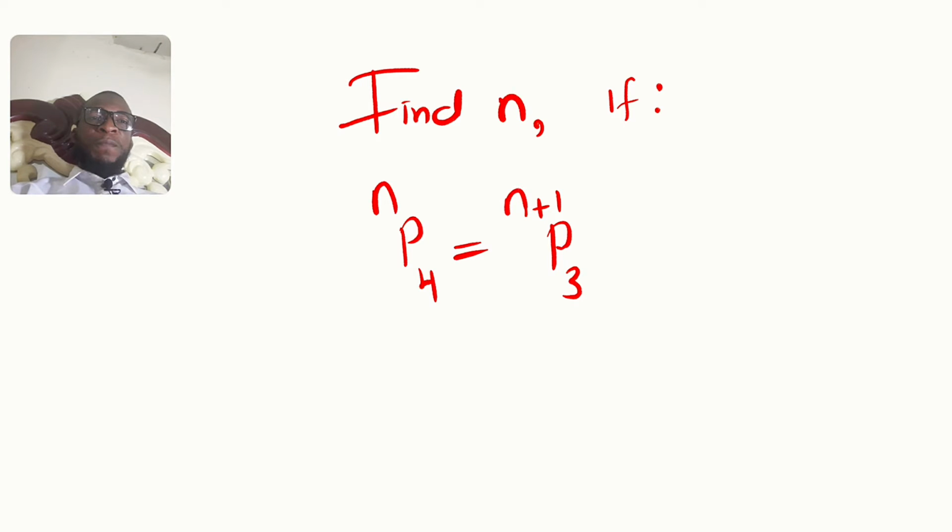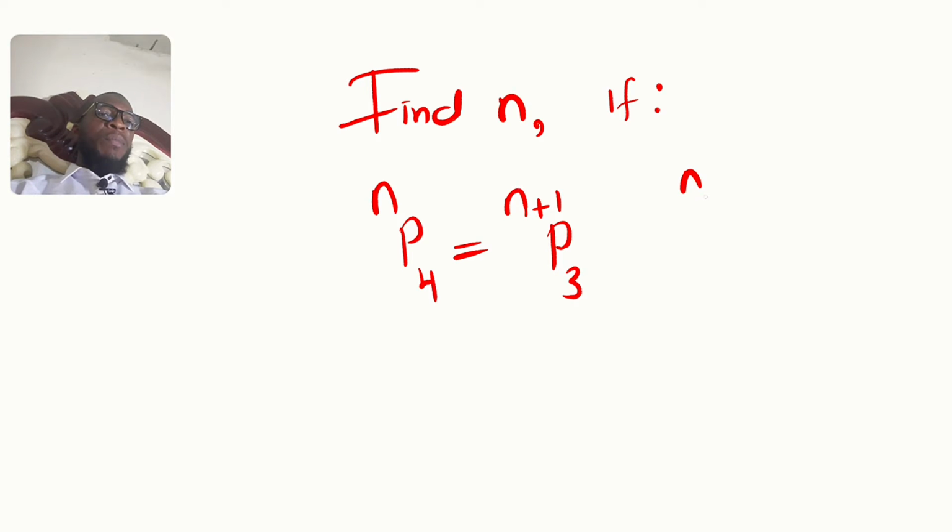Hello, good morning viewers. Here is an interesting factorial equation that involves permutation. We are asked to find the value of n given that n permutation 4 is equal to n plus 1 permutation 3. First of all, let us define what this permutation means here.